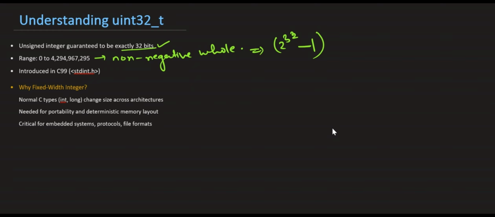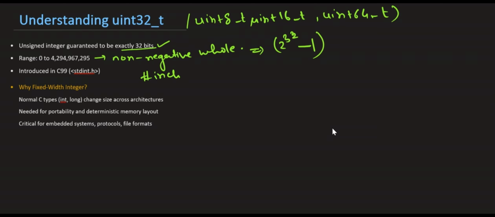And this uint32, or you can say uint8, uint16, uint64, was all introduced in C99, and it is included in the header file #include. Whenever we want to use unsigned integers of 8-bit, 16-bit, 32-bit or 64-bit, we have to write this header file before we start to write the code. So that is #include <stdint.h>, right?